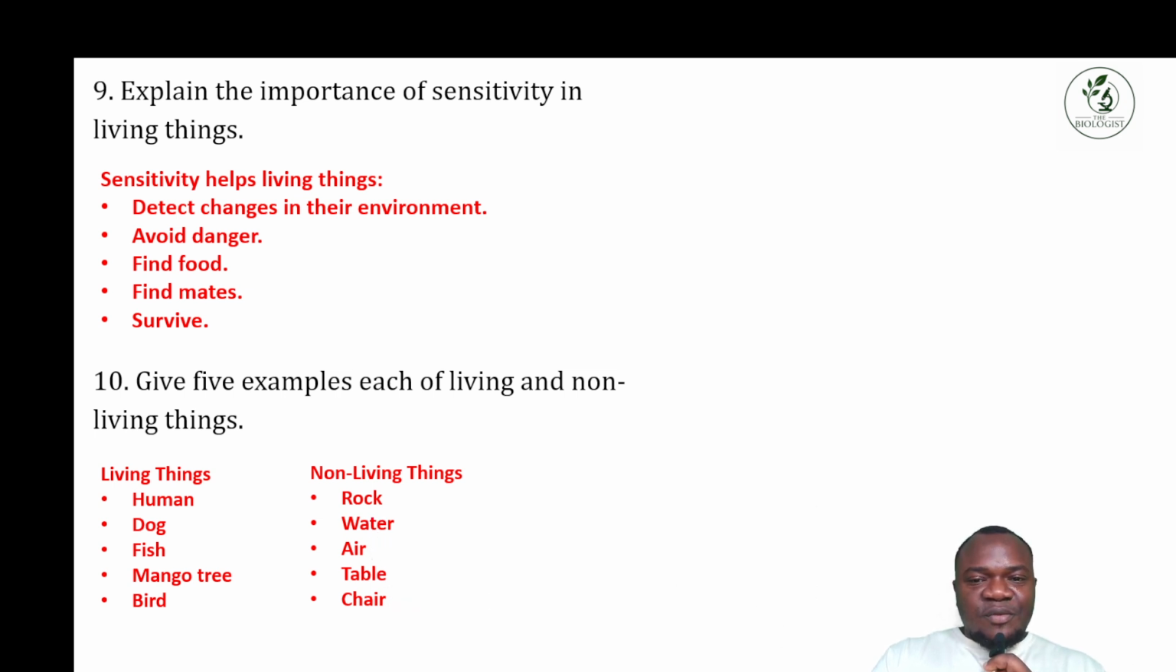Okay. So these are the questions that you can use to revise. And with these, it can give you a clear understanding of the concept of living things and non-living things. Okay. So living things, they have life in them. Non-living things do not have life in them.